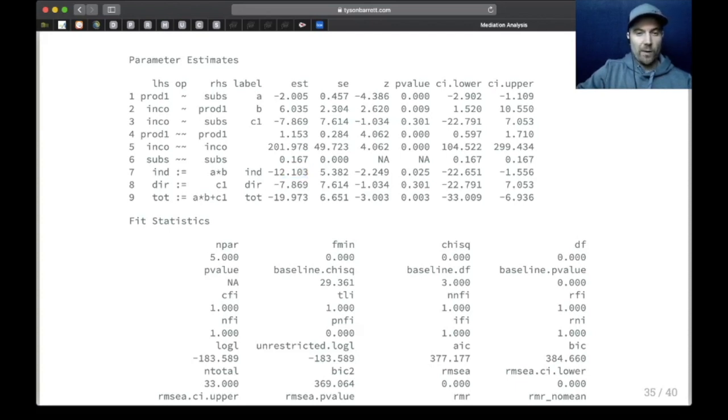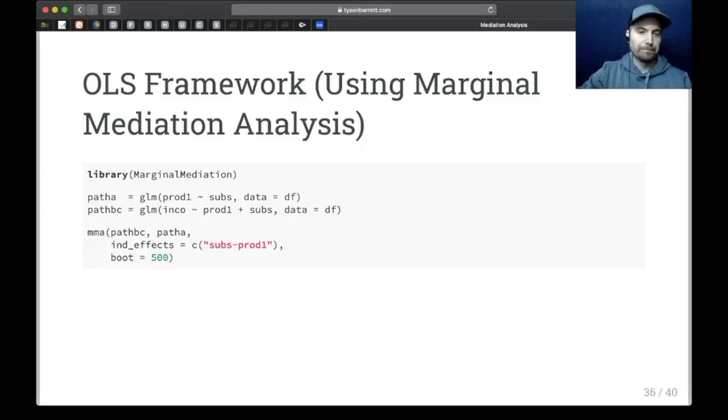It affects it by about 7,000, almost 8,000 directly, even though this is insignificant. And overall, the total effect is about 20 grand. So if you use substances, overall you earn about 20 grand less. And 12 grand of that is because substance use lowers your productivity, which then hurts your income. Hopefully that's making some sense.